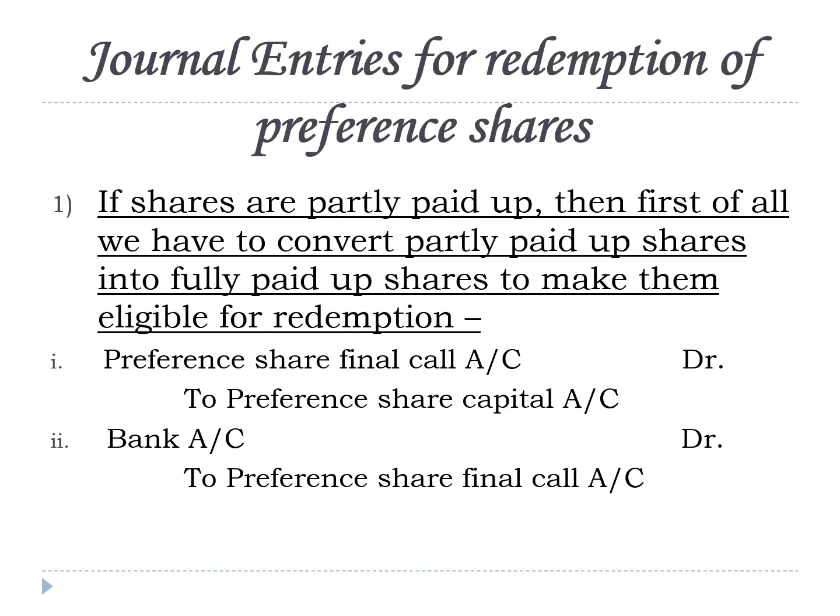Now I am entering the journal entries for redemption of preference share. If the shares are partly paid up, then the company needs to convert them to fully paid up. That means the company needs to call the final call amount. So what will be the journal? Preference share final call account debit to preference share capital account, then bank account debit to preference share final call account. By way of this, the partly paid up shares are being considered as fully paid up.